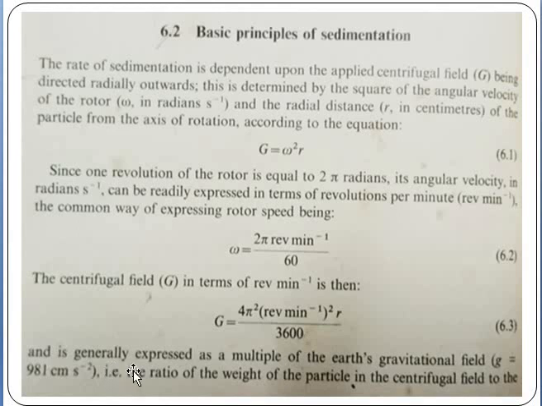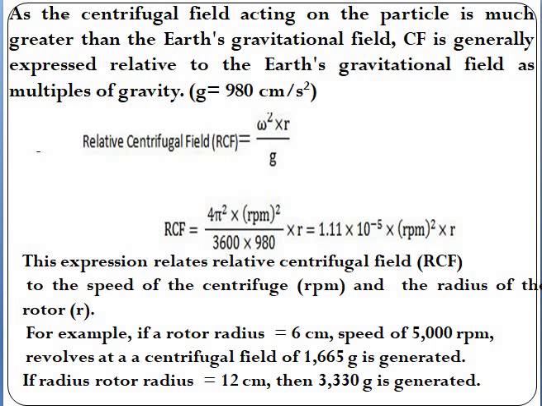Generally, this force is expressed in terms of multiples of gravitational force. That is, centrifugal force is always expressed in multiples of gravitational force. Gravitational force is a standard one, that is, the G value is 9.8 meter per second square. We are going to compare the centrifugal force with the standard gravitational force. So we are using a new term called relative centrifugal force. RCF is equal to omega square into R by G.